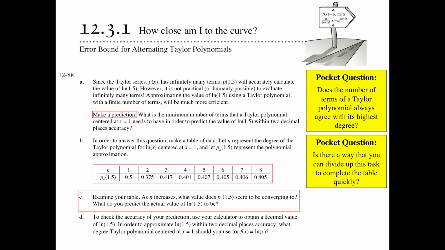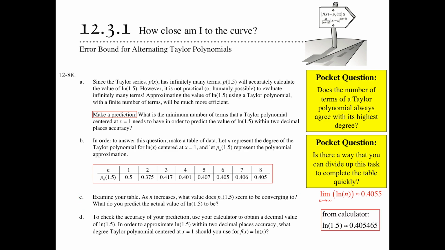Students should notice that P sub n of 1.5 is an oscillating function, they can see that on the table, and that it does seem to converge towards some number between 0.405 and 0.406. So most teams will predict 0.4055. Now, in part D, they will compare the predicted value with the decimal value that their calculator gave them, and then cross-reference it with the table to conclude that a 4th degree Taylor polynomial about x equals 1 yields the desired accuracy of 2 decimal places.